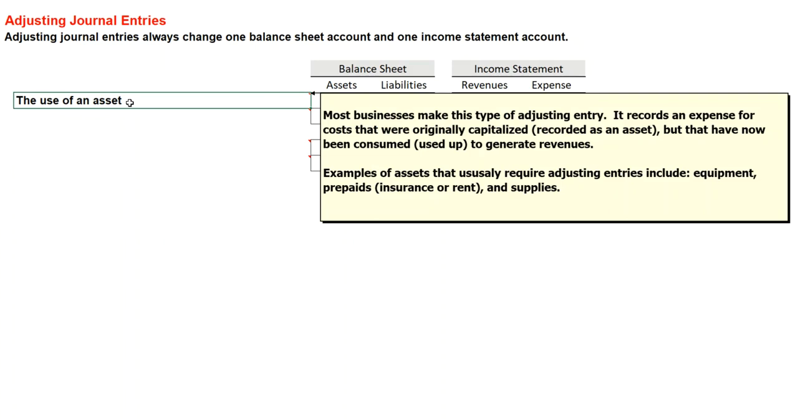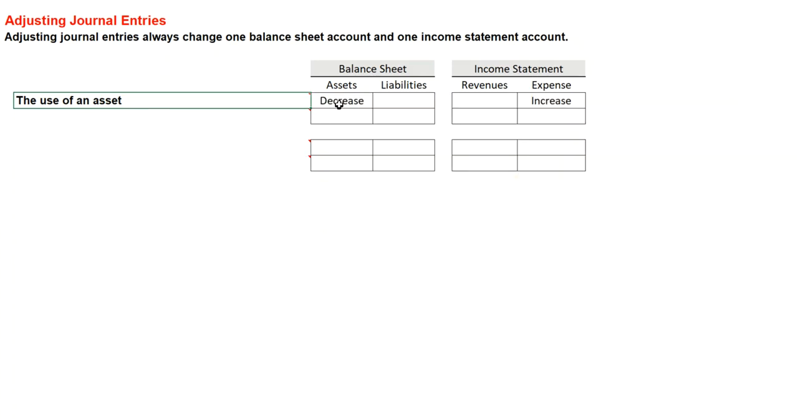It records an expense for costs that were originally capitalized, and recall capitalized means recorded as an asset, but that have now been consumed or used up to generate revenues. Examples of assets that usually require an adjusting entry would include equipment, prepaids such as insurance or rent, and supplies. So we've bought that plant, property, and equipment. We originally capitalized it. We recorded it as an asset. We've used that asset to generate revenues.